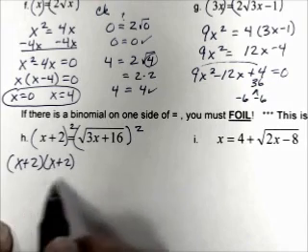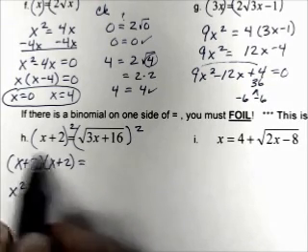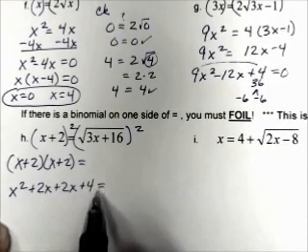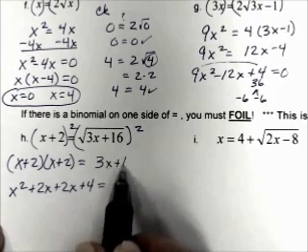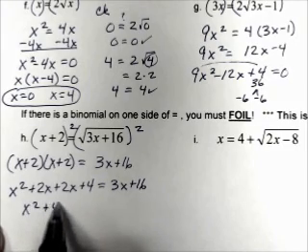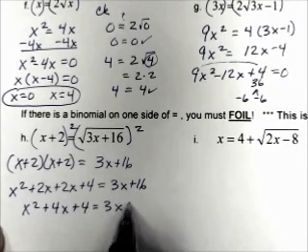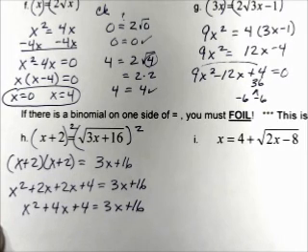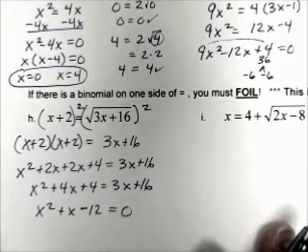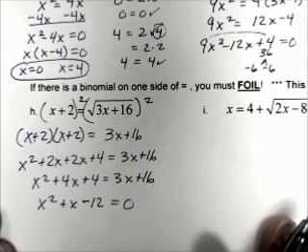Okay, so foiling, this is going to be x squared. Outside is 2x, inside is 2x, and the last is 4, equals 3x plus 16. Combining, x squared plus 4x plus 4 equals 3x plus 16. Subtract 3x and subtract 16. x squared plus x, and 4 subtract 16 would be negative 12, equals 0. So we have our equation in standard form.